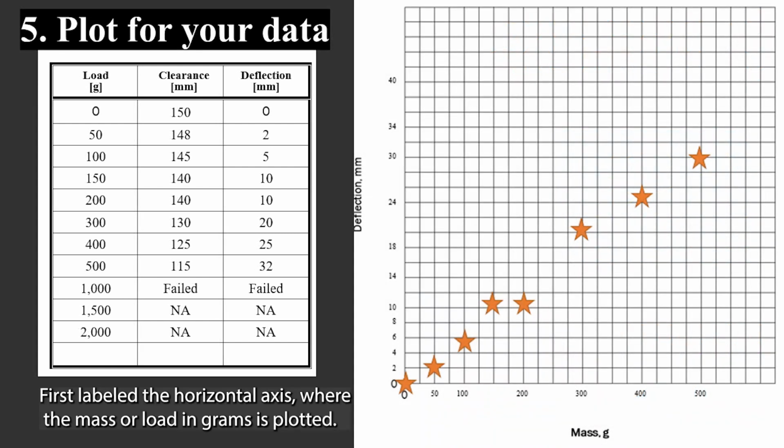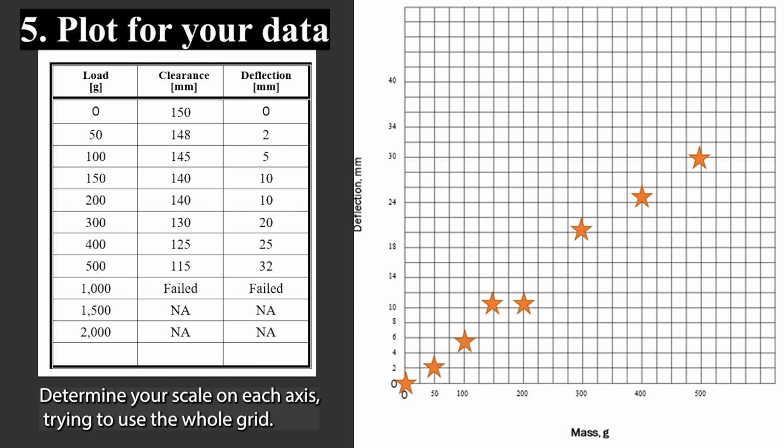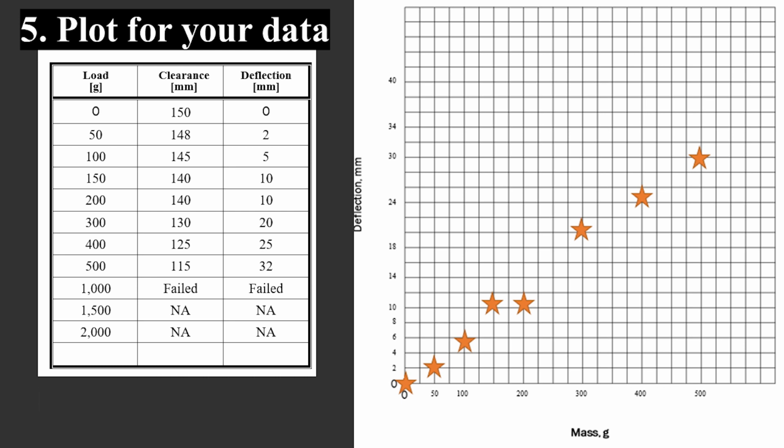First, label the horizontal axis where the mass or load in grams is plotted. Then label the vertical axis where deflection will be noted. Determine your scale on each axis, trying to use the whole grid. Pause the video and take a minute to plot your points on a graph.